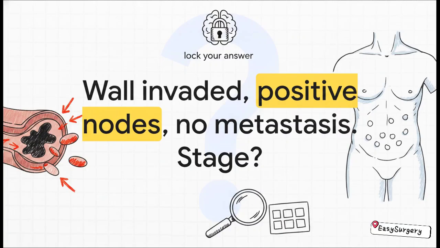Here's your scenario. A colorectal tumor has invaded through the bowel wall and regional lymph nodes are positive, but there is no distant metastasis. What is the Duke's stage? Read that carefully, lock your answer in your head right now. Think about those defining features we just hammered home. Let's see if you successfully avoided the trap.